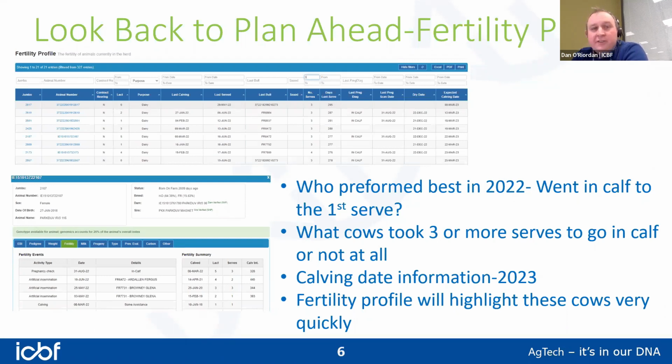For example, on the opposite side of the coin, look what cows took 3 or more serves to go in calf, or did they go in calf at all? The calving information is there. And look, again, the fertility profile will very quickly highlight the cows that are doing the best, and obviously the other side are doing the worst.